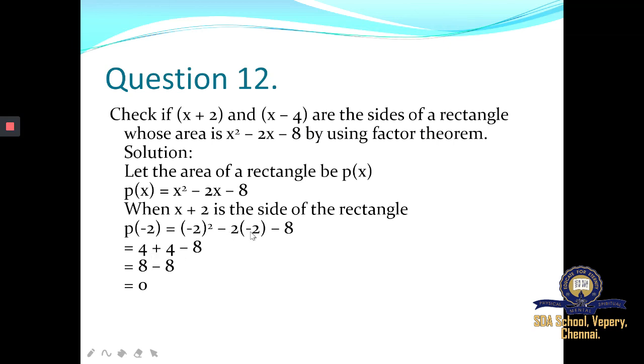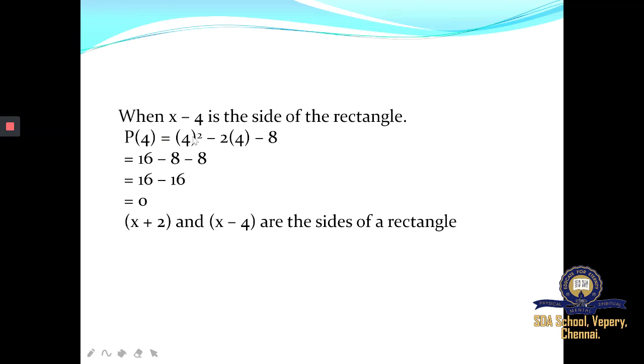Okay, wherever x minus 4 is equal to 0, I will get the answer as plus 4. Wherever x is, just simply replace x by 4 on both sides. What do I get? 4 square is 16, minus 2 into 4 is 8, minus 8. After solving, I get the answer as 0. Yes, I have got 0 for x minus 4 as well as for x plus 2, right? And therefore, x plus 2 and x minus 4 are both the sides of the rectangle.